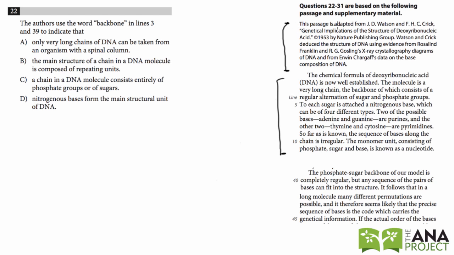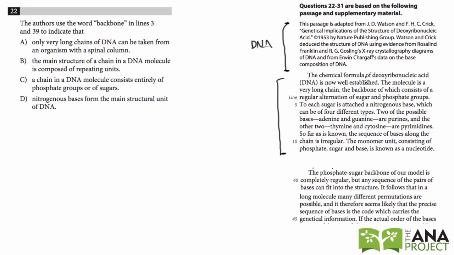This passage is adapted from J.D. Watson and F.H.C. Crick, Genetical Implications of the Structure of DNA, 1953. Watson and Crick deduced the structure of DNA using evidence from Rosalind Franklin and R.G. Gosling's X-ray crystallography diagrams of DNA. So right away we know that this passage is obviously science related and going to talk about DNA. Now, I'm guessing that the first paragraph is going to be DNA related as well.